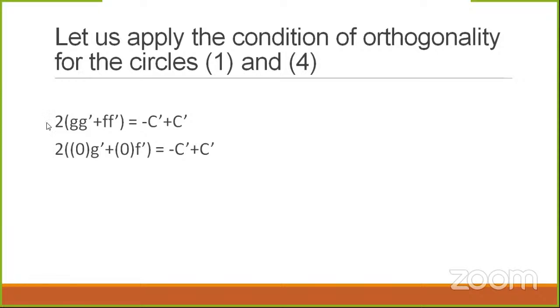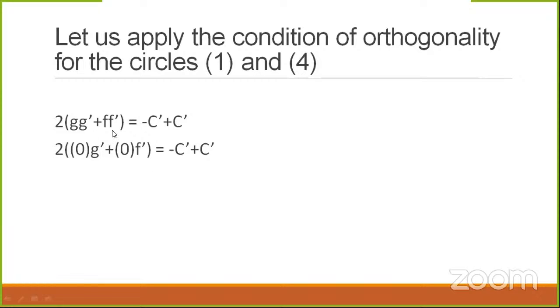Now we substitute: G, F, C are from the first circle. This is C, children. By mistake it is written C dash here. G, F, C are from the first circle. Our circle 4, okay, it is C dash only. Our circle is centered at 0, 0, therefore 0, 0. And C dash is the same as C dash for our first circle. And for the fourth circle, we have taken the length of the tangent as C dash in this case. So it is minus C dash for the fourth circle as well as the first circle.